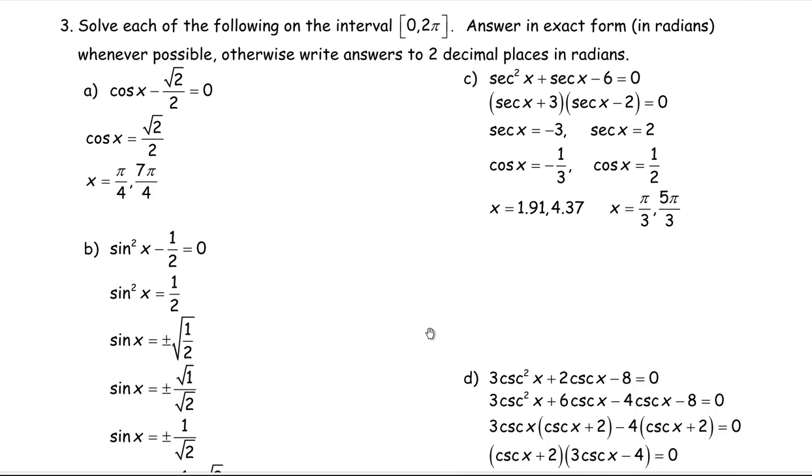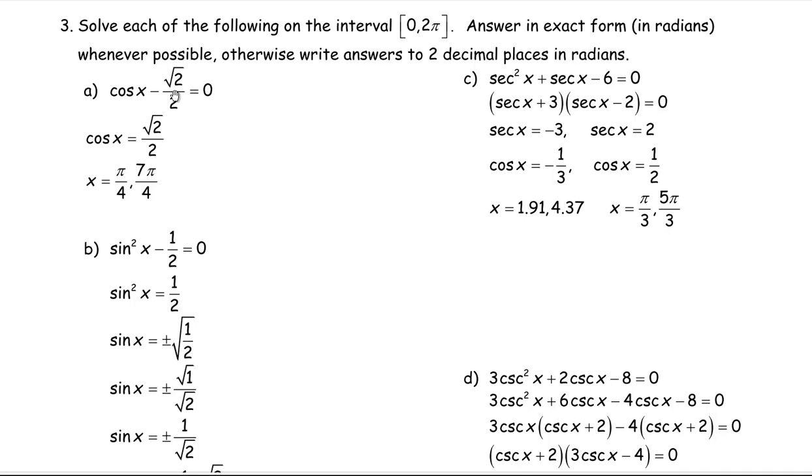In number 3 here, asked to solve each of the following on the interval 0 to 2 pi, kind of like that multiple choice question earlier, the second last one. And give the answer in exact form in radians, and wherever possible to two decimal places in radians. The ones that you can't get exact are the ones that aren't on the unit circle. So when you're not seeing a half, root 3 over 2, root 2 over 2, those kinds of things, -1, 0, 1, etc. So the first one is cos x minus root 2 over 2 equals 0.